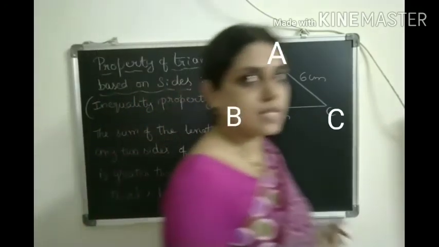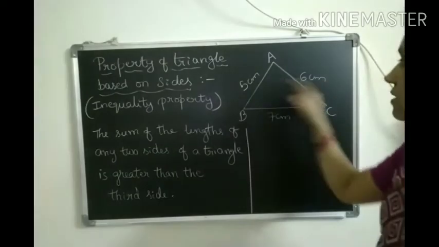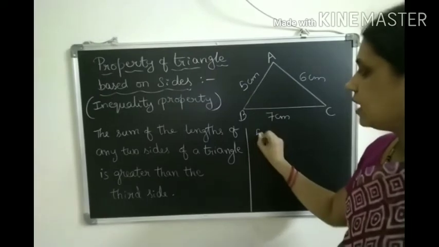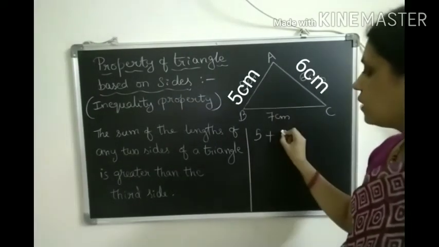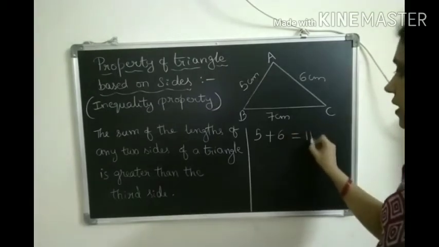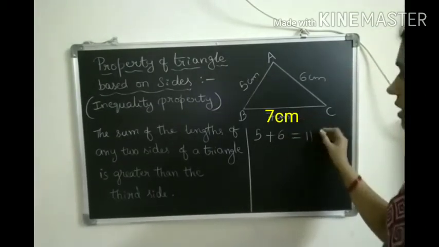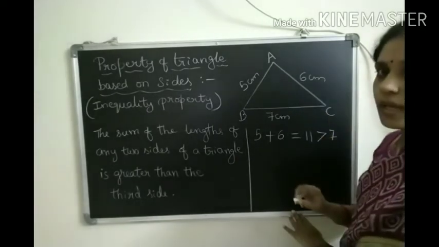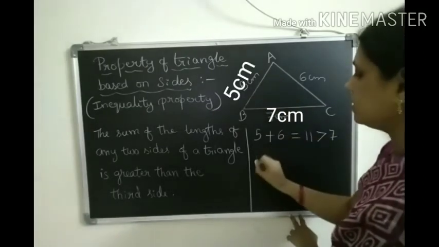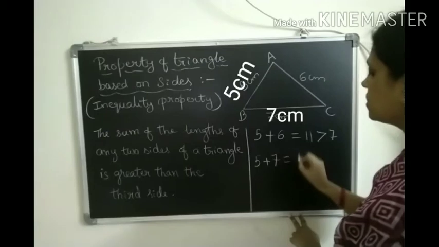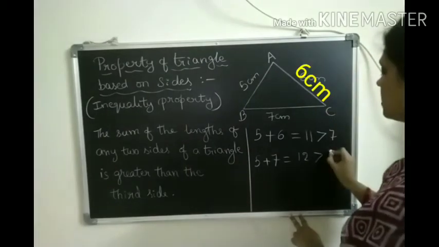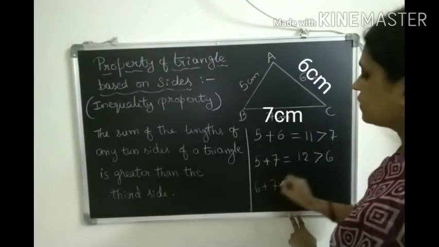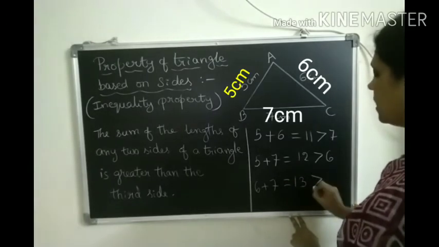How is it? We will see once. Now here 5, 6, 7 are the three sides of the triangle in this figure. Now let us add any two. So 5 and 6 I want to add. So 5 plus 6 equal to 11. Is it greater than 7 or not? It is greater than 7. Now one more pair I want to take, that is 5 and 7. So 5 plus 7 equal to 12. It is greater than 6, the third side. Now one more pair, 6 plus 7, that is equal to 13. It is greater than 5.